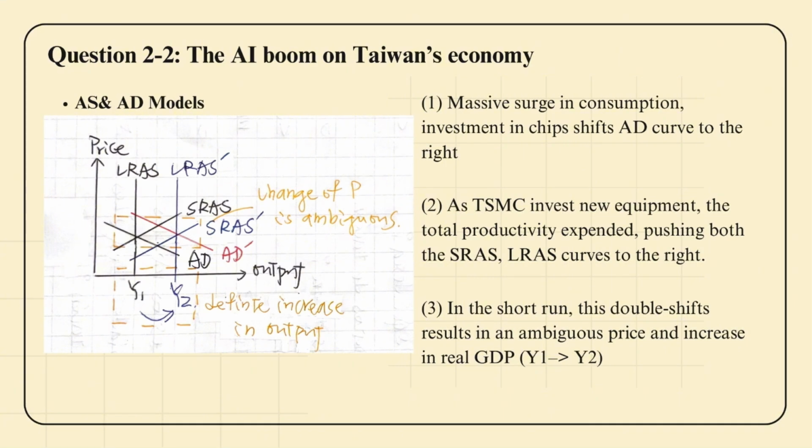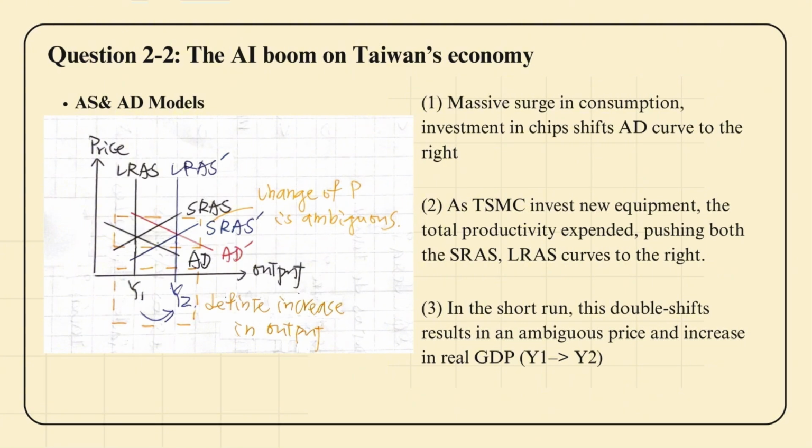factories wasn't just short-term spending. They permanently expand Taiwan's total physical capacity to produce goods. This caused both the long-term aggregate supply curve and the short-term aggregate supply curve to shift to the right. In the short run, this double shift caused a definite explosive increase in real GDP from Y1 to Y2, which explains our recorded 8% GDP growth rate.